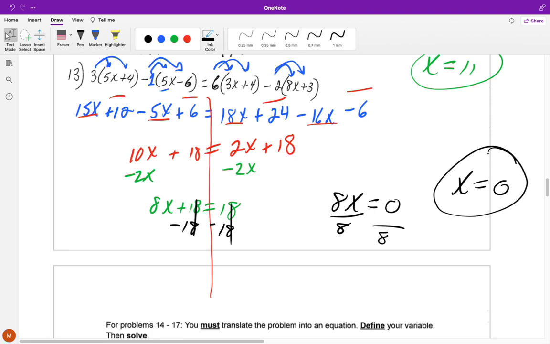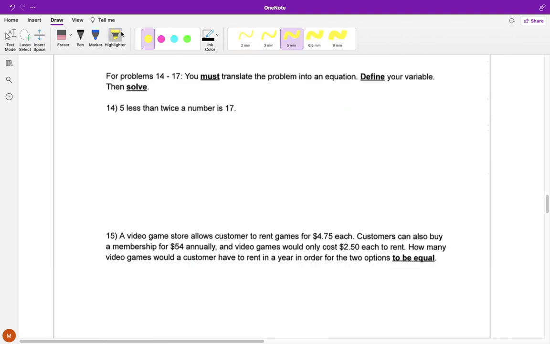Now we're going to go ahead and move on to the word problems. I'm only going to go through maybe 1 or 2 of these. All right, so for this, there's 3 things you must do. You must first translate it into an equation. So if I don't see an equation written, you can't get credit for it.